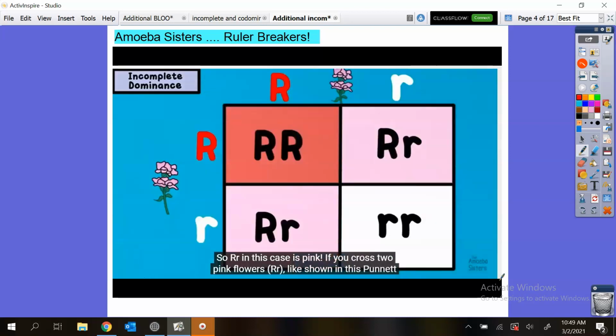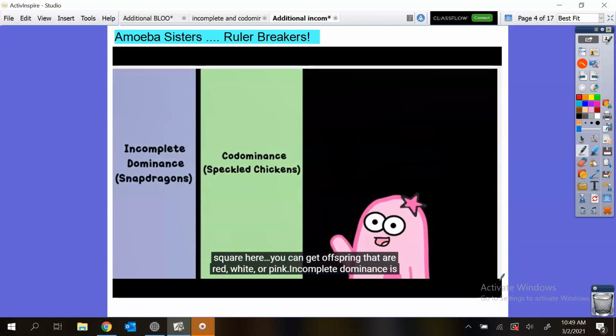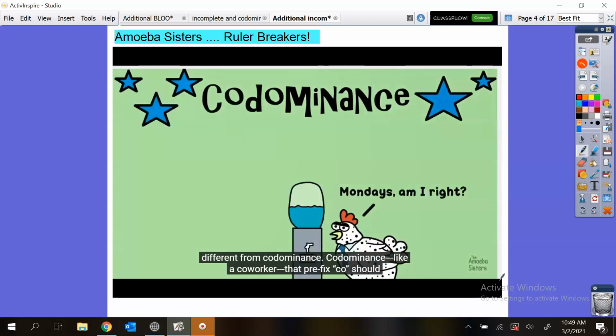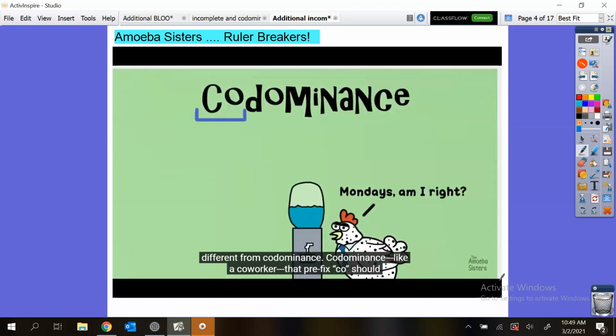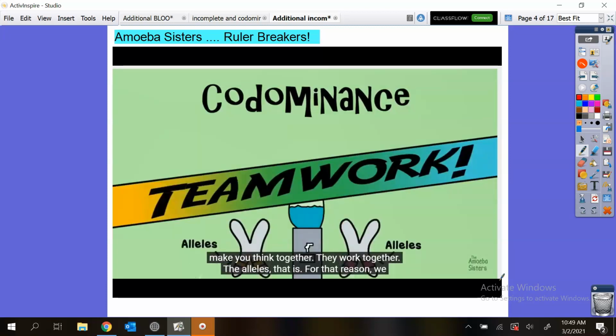If you cross two pink flowers, big R, little r, like shown in this Punnett square here, you can get offspring that are red, white, or pink. Incomplete dominance is different from codominance. Codominance, like a co-worker, that prefix co should make you think together. They work together. The alleles, that is.